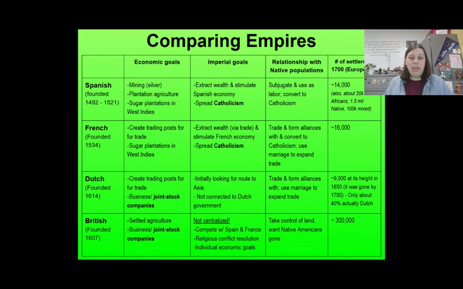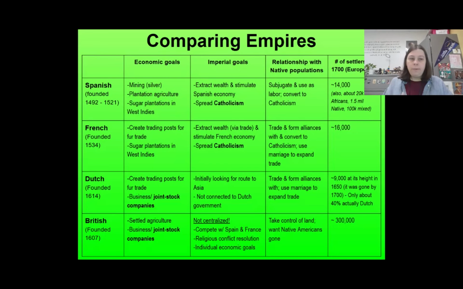Okay, so comparing empires. This chart has all of the 4 major empires that you need to know a little bit of something about, in order from top to bottom based on when they were founded. So starting at the top with New Spain, the famous mnemonic for New Spain's founding is that it was founded for God, gold, and glory. And if I had to pick one that I thought was most central, it's probably gold. Spain is definitely founded with an economic motive.